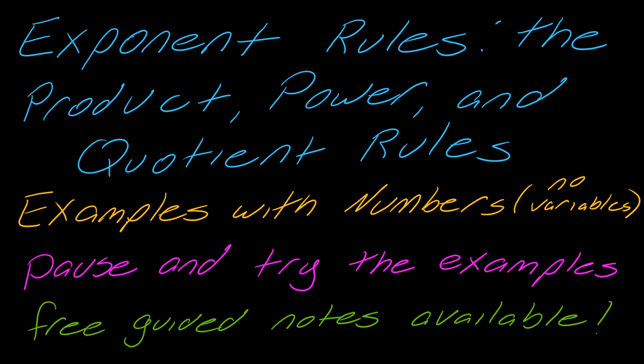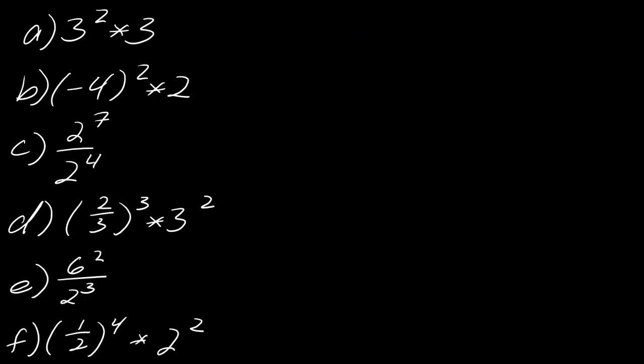Hey guys, this is an examples video of using the exponent rules, but with just numbers, no variables. So I'm going to go through these 6 examples. You can pause the video if you want to read it over or quiz yourself or whatever. So I just want to show you different ways that you can approach problems like this, how you can do it with the order of operations versus exponent rules.